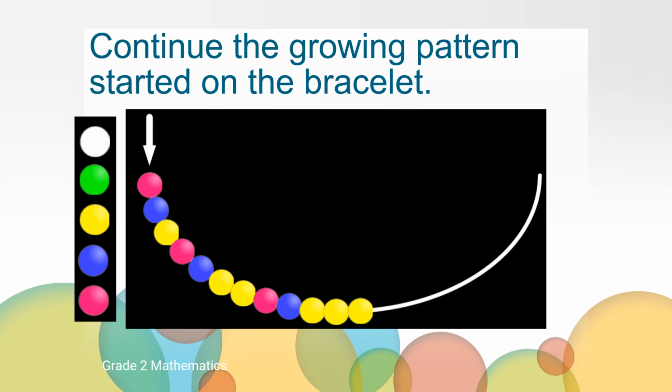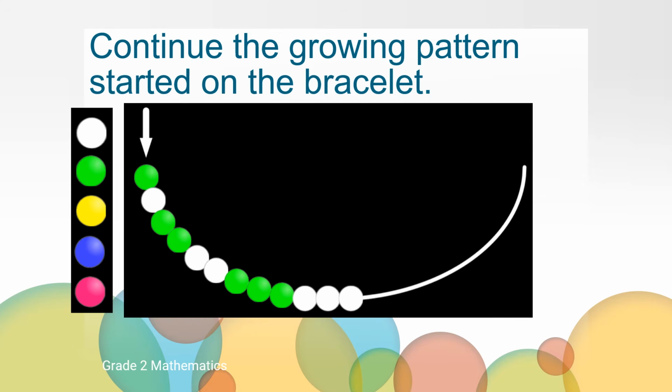What did you think came next? Pink. How about the next bead? Purple. Then what comes next? Did you think yellow? How many yellow do you think come next? 4, that's it. 4 yellow beads come next because each time the number of yellow beads increases by 1.